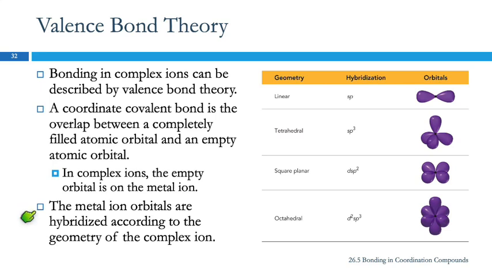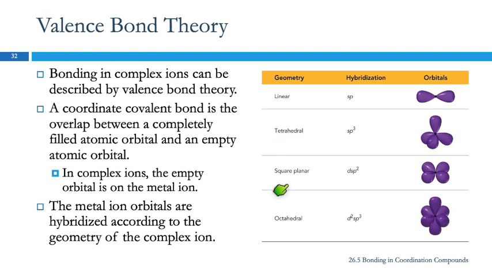So the metal ion orbitals are going to be hybridized according to the geometry of the complex ion. This is just like what we did in 1A. We looked at VSEPR theory and the Lewis structure of a molecule to see what its geometry was, and then we hybridized the atomic orbitals based on that. So if we have a linear geometry, it's going to be sp hybridization because we've got two things. Tetrahedral is four things, that'll be sp3.